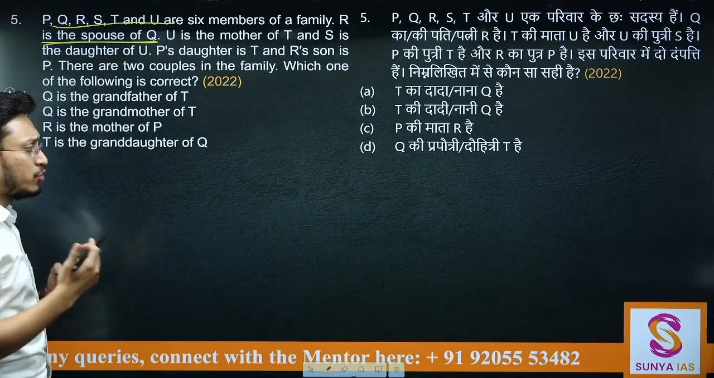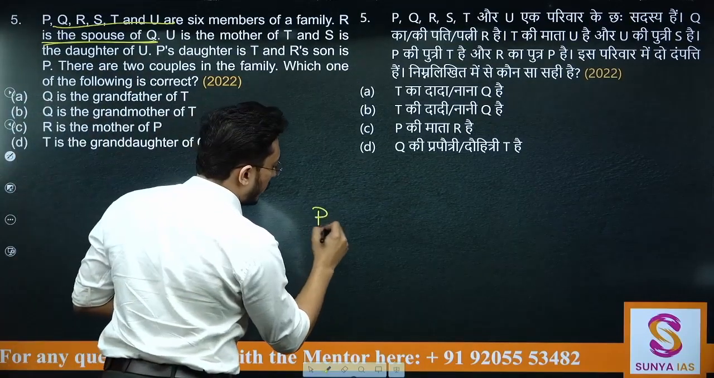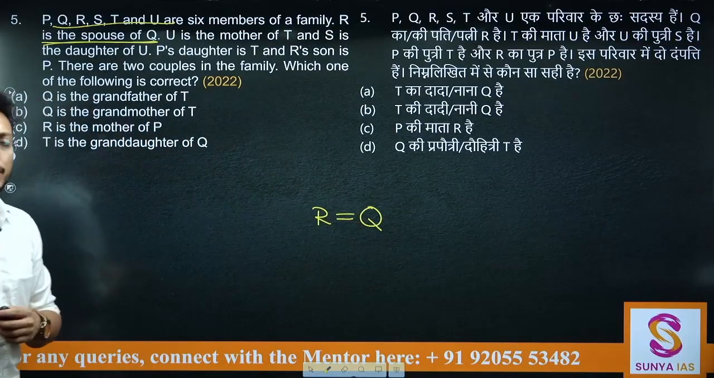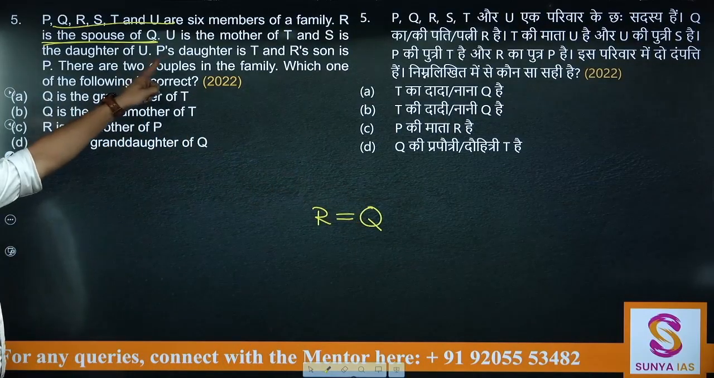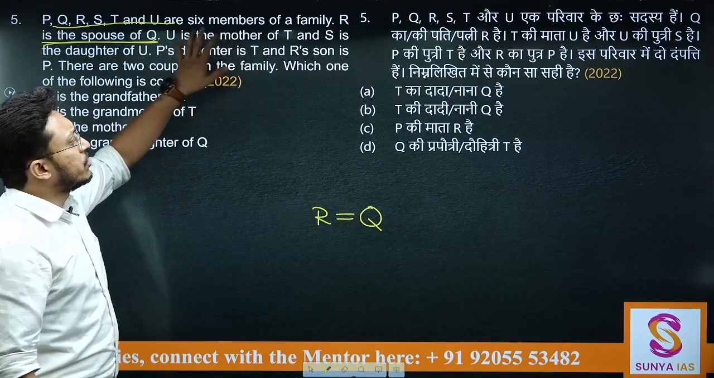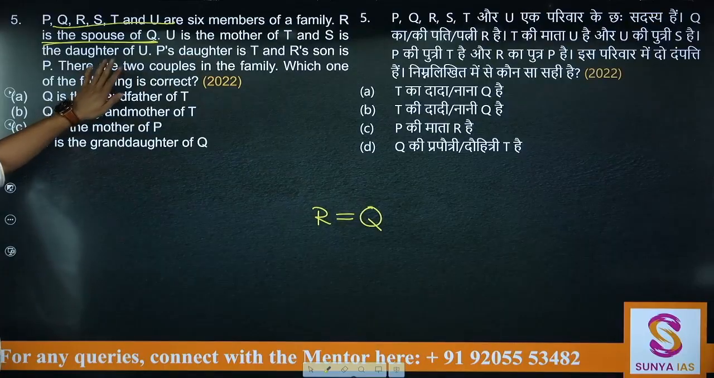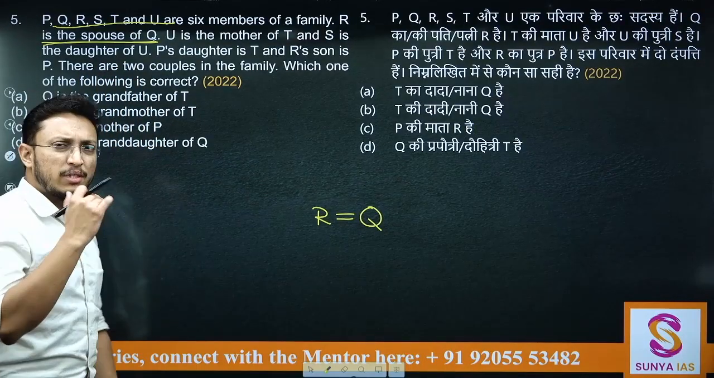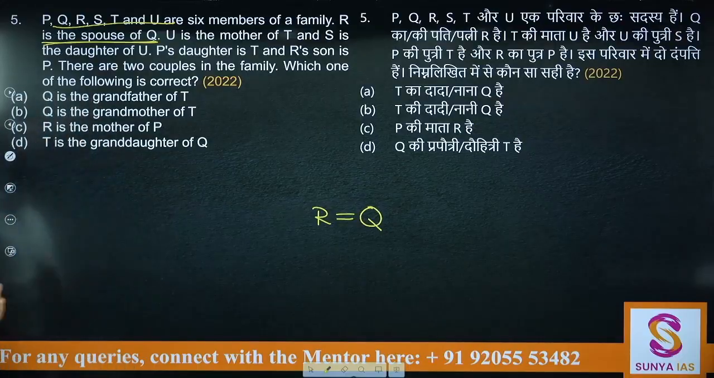R is the spouse of Q means right now we don't know their genders. What we know is that they are married couples here. U is the mother of T. So again, information will be given in such segregated formats. Try to read information in some logical order. Now what does the logical order mean here?